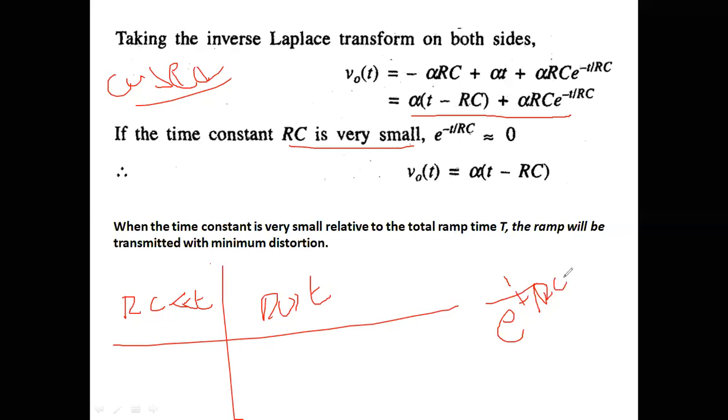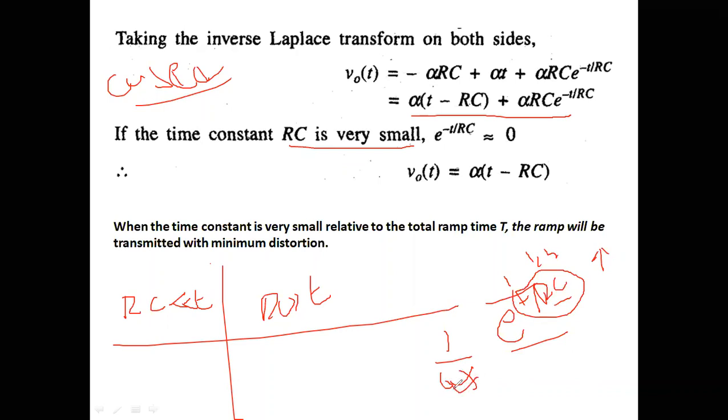Since RC is very small, the e power t by RC value is very large. As T increases, that is 1 second, 2 second, 3 second, 4 second, with RC very small, the total value t by RC is going to increase. E power large values means 1 by a large value. As the power is increasing, the total value is going to increase. Therefore, the denominator is going to increase.